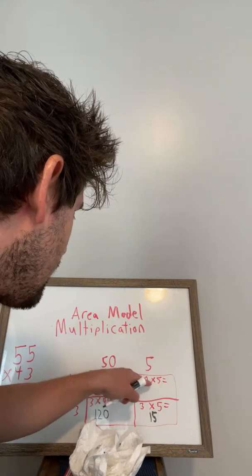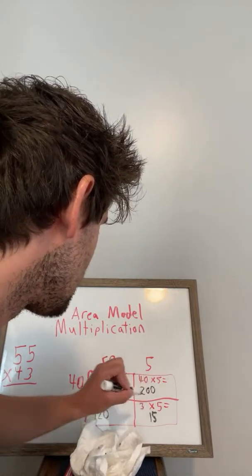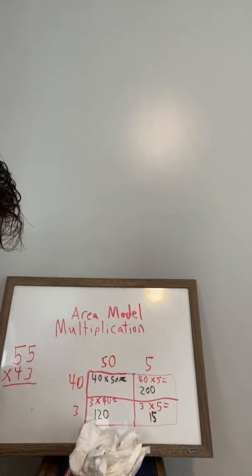40 times 5. So 4 times 5 equals 20. We're going to add a 0 to our answer. 40 times 5 equals 200.